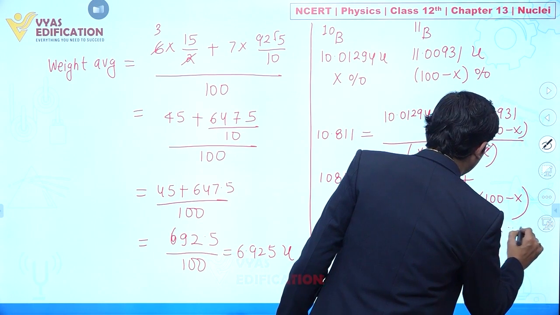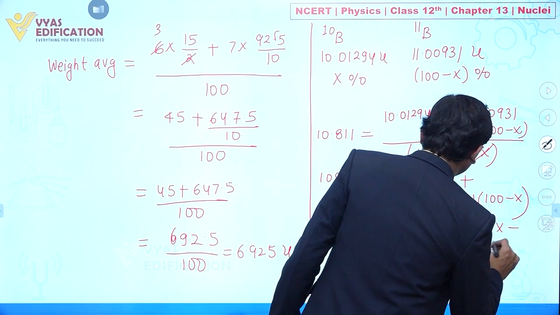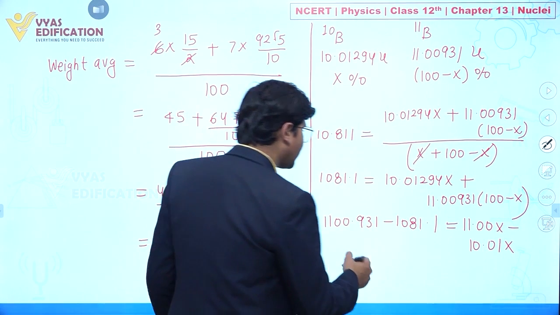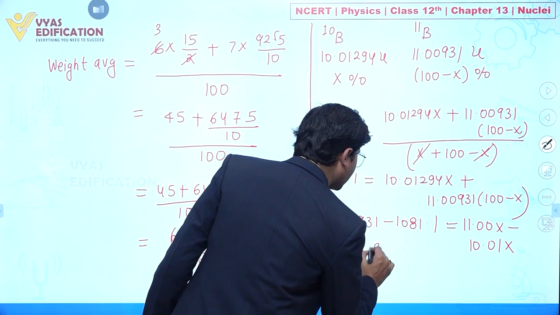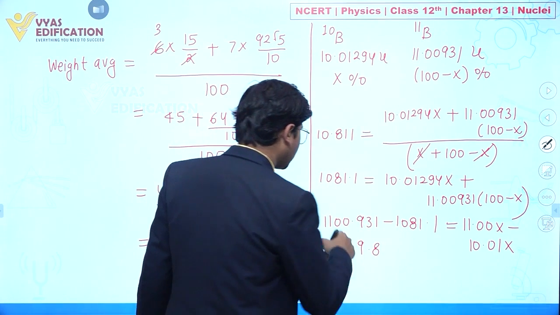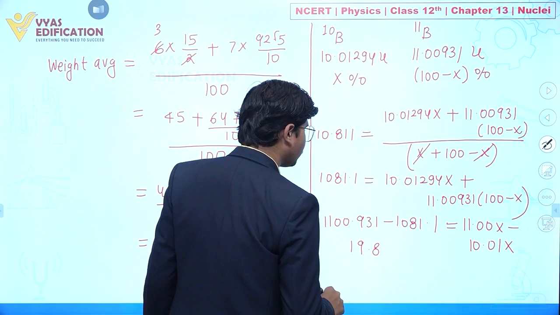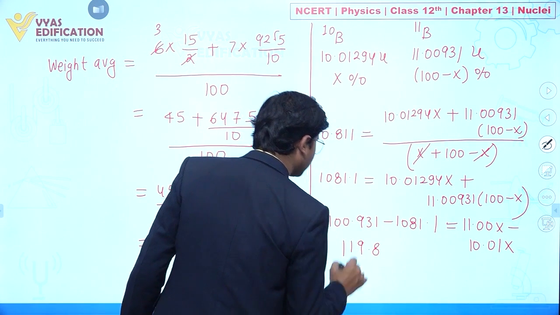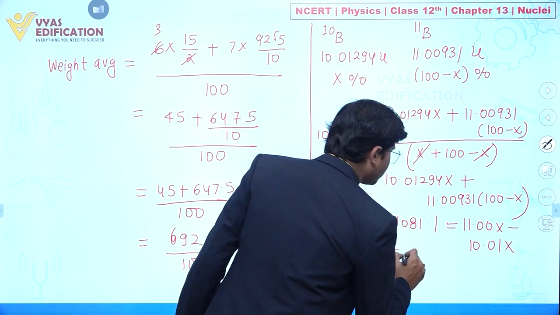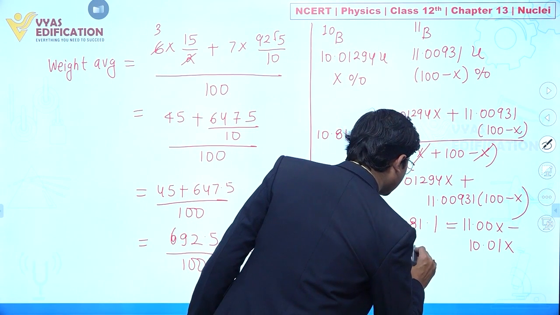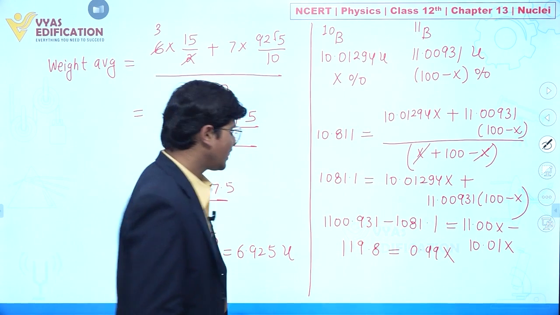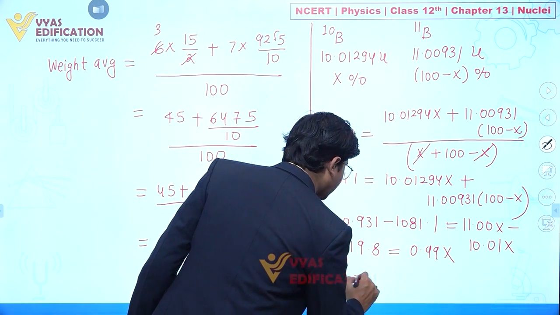Clear? And this should be equal to 11.00x minus 10.01x. If you subtract it, you will find 8 point 0 minus 1, that is 9, and from here we carry 1 and we get 1. So this is 19.8. Clear? This should be equal to 0.99x. So from that one, can we get the value of x?